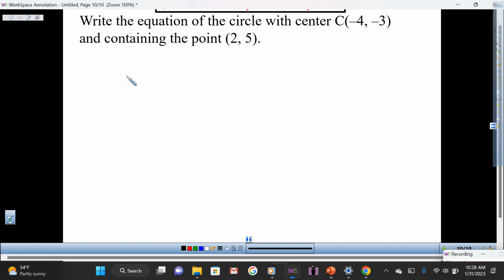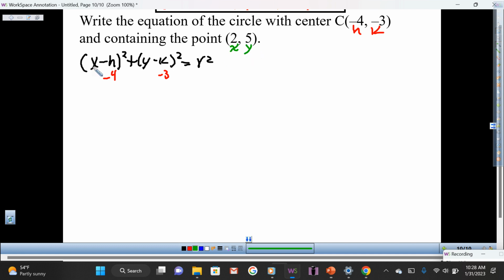Here it goes. We always start with our standard form equation, (x minus h) squared plus (y minus k) squared equals r squared. All right, and then our center is h and k, so I would substitute -4, -3. So far so good, yes? And then wait a minute, we don't have a radius. But what do they give us? A point. What do we know about points? That it's got a what? An x and a y.